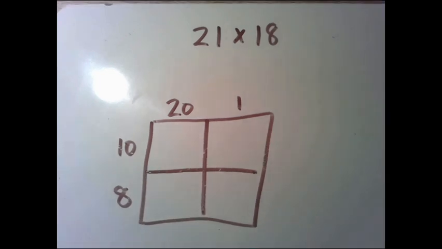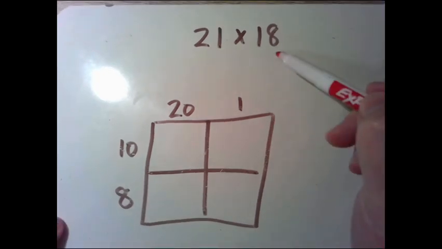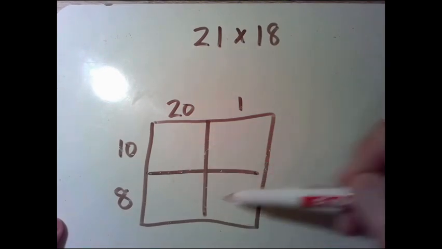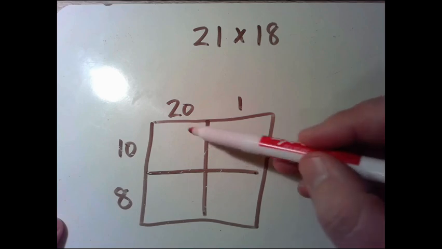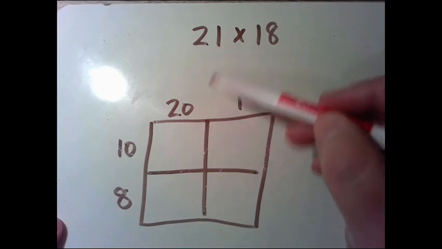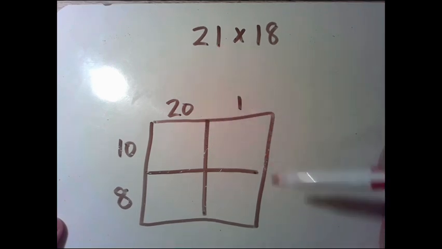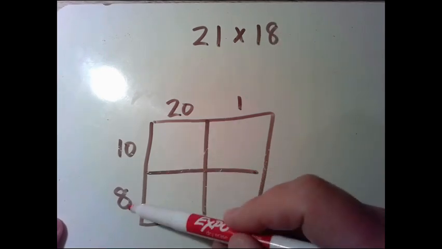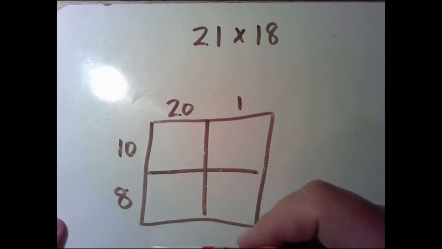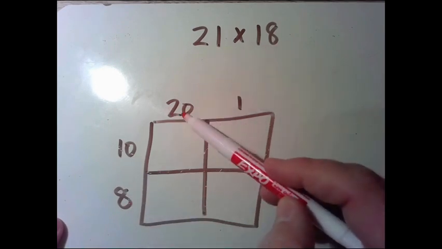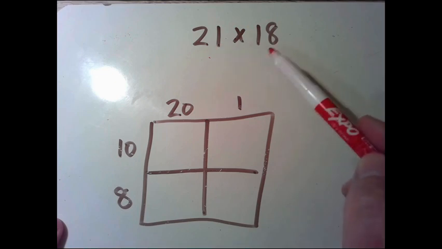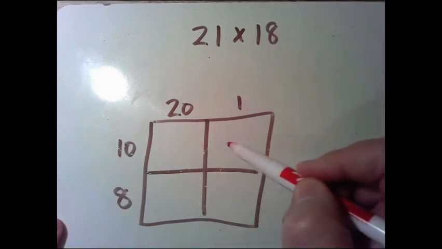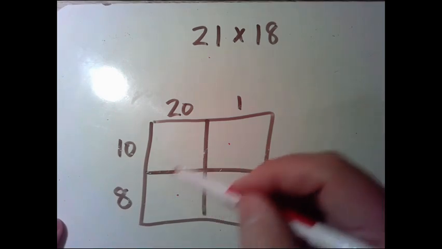And for this, since it's a two-digit times two-digit problem, we got to do like a 2x2 array. So we got to break this apart. We got to break the 21 apart into 20 plus 1. And we got to take the 18 and split it into 10 and 8 because 10 plus 8 is 18. So that's where I'm getting these numbers. Again, 20 plus 1 is 21. 10 plus 8 is 18. And then what you got to do is just solve each of these squares here.